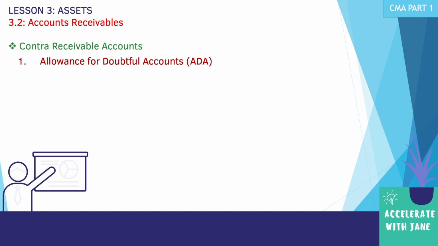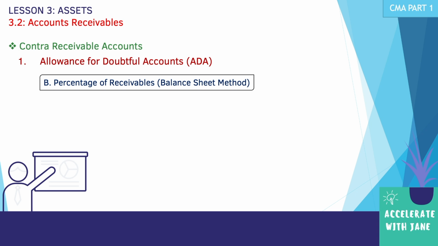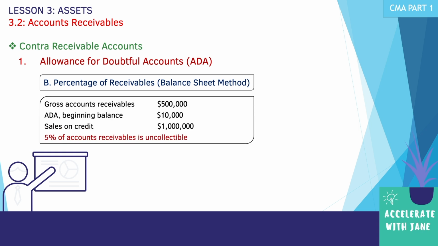Okay? So now let's go to the second method of the computation of bad debt expense, which is the percentage of receivables or the balance sheet method. So here, we have the same problem. Gross accounts receivable is equal to 500,000 US dollars. Allowance for doubtful accounts as at the beginning of the period is 10,000 US dollars and sales on credit is 1 million US dollars. So the main difference here is the accounting policy, which is now 5% of accounts receivable.